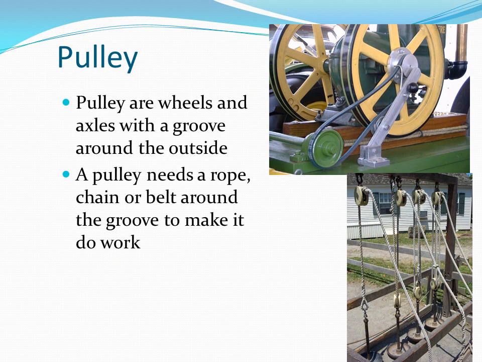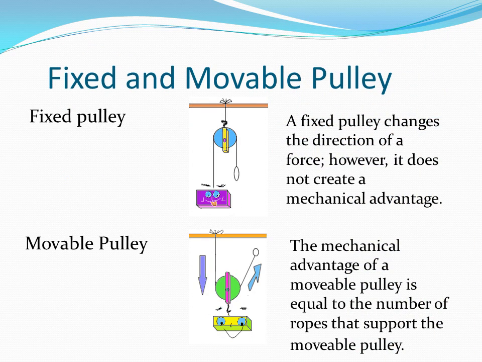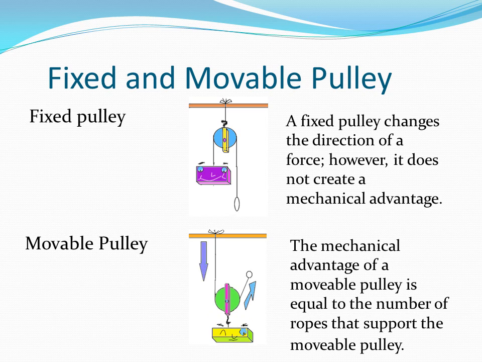Pulleys. Pulleys are wheels and axles with a groove around the outside. A pulley needs a rope, chain, or belt around the groove to make it do work. Fixed and movable pulley. The difference between the fixed and movable pulley will be explained.